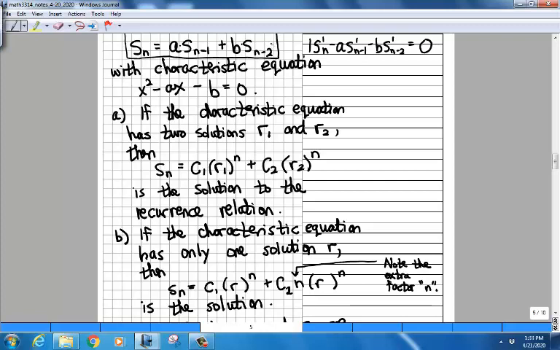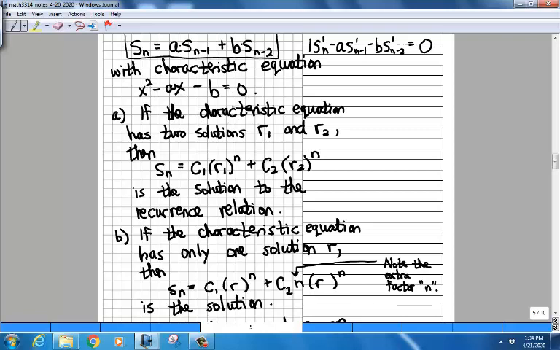So if we have this particular type of recurrence relation, in this case linear, homogeneous, second order, how do we solve it? What's the solution? This very nice theorem says, take your characteristic equation. That's in this case a quadratic equation, because it's degree 2. Find the solutions for that quadratic equation.